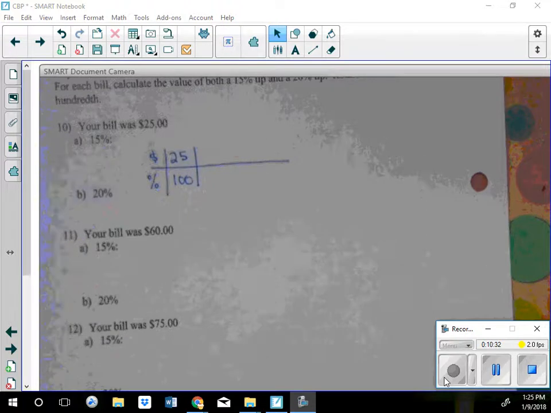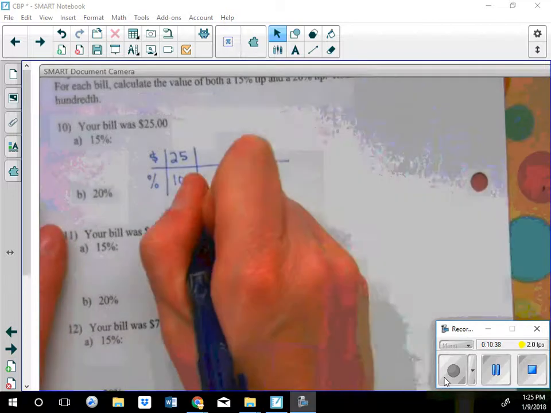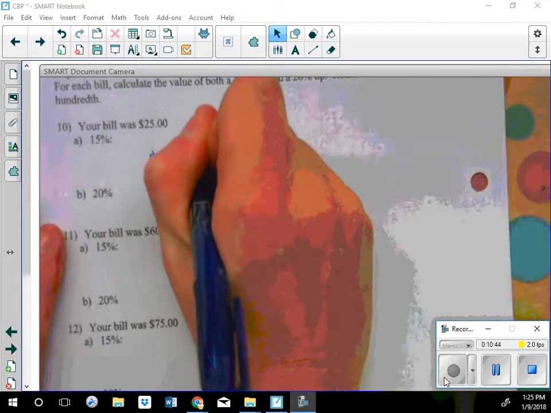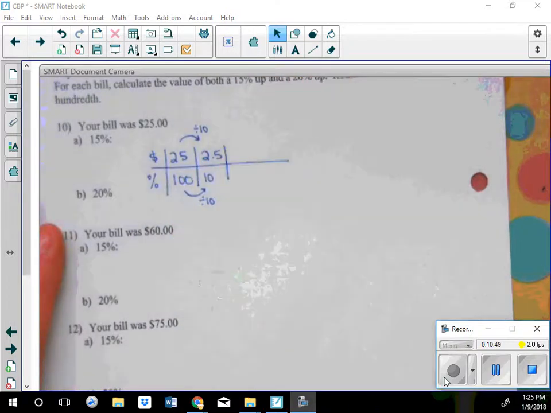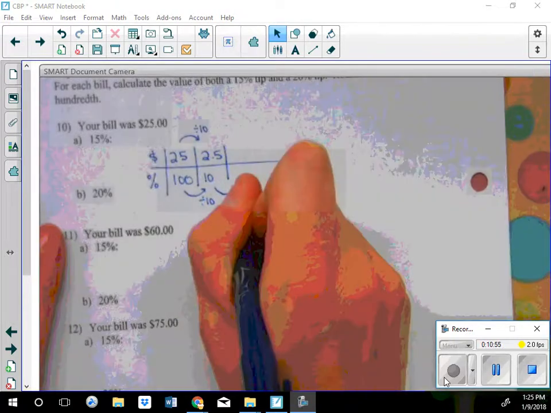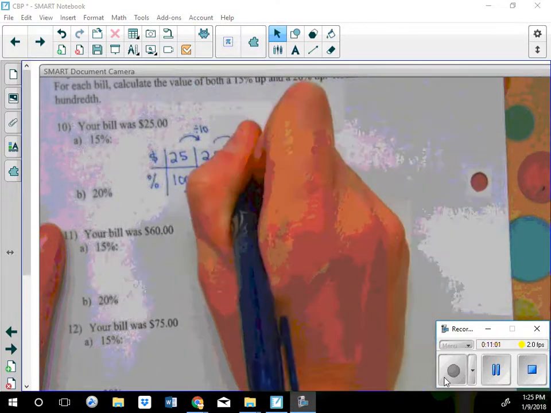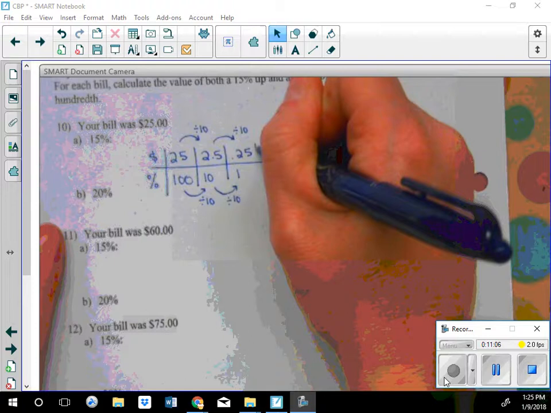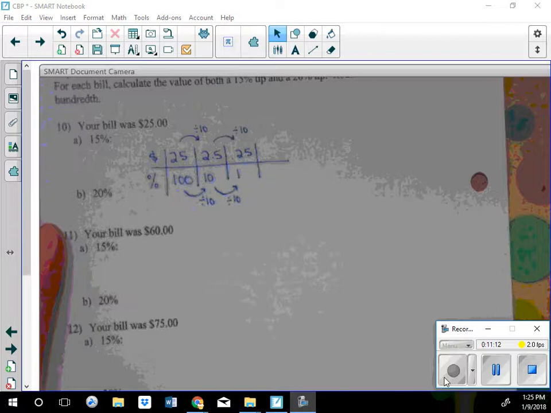Okay, so first, I have to divide 100 by 10 to get to 10%, and 25 by 10, to get to 2.50. Then you would divide 10 by 10 and get to 1%, and divide 2.50 by 10 to get to 25 cents. Then you multiply both of those by 15 and get the 1 to 15.